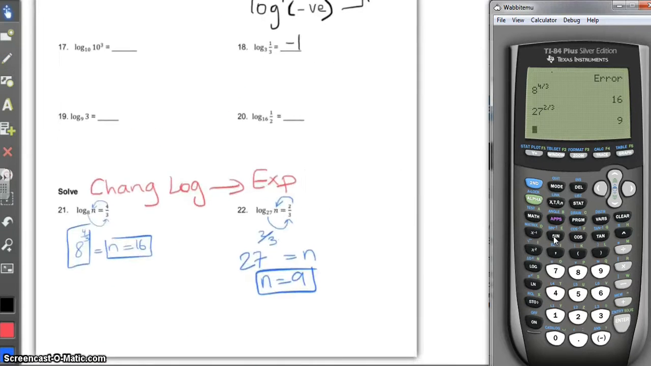Now to solve logarithmic equations, you have to change from logarithmic to exponential, and you do that because you have the unknown inside the log. So if you try to go to math and then log base, you don't have a number to enter. Let me show you what I mean. You don't have a number to enter over here, it's an n. We don't know how to do that, so you try to change it to exponential.